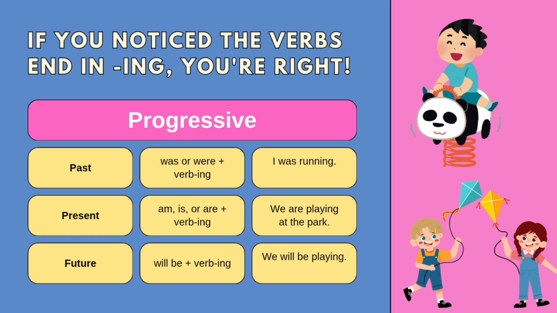Now let's see how to make a sentence with progressive verb tenses. In past progressive, we use was, were, and verb with ing form. In present progressive, we use is, am, are, and verb with ing form. And in future progressive, we use will be and verb with ing form. Let's understand with examples. I was running. We are playing at the park. We will be playing.